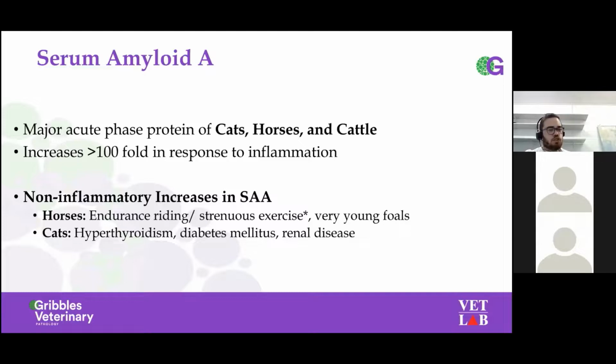And also very young foals, even just a few days of age up to a week of age, can have increased SAA levels, even though they seem clinically healthy. So just take care when you're interpreting SAA levels in very young foals. And in cats, increases in SAA have been documented with various non-inflammatory conditions. So hypothyroidism, diabetes, and renal disease are the main three. So again, just something to keep in mind.